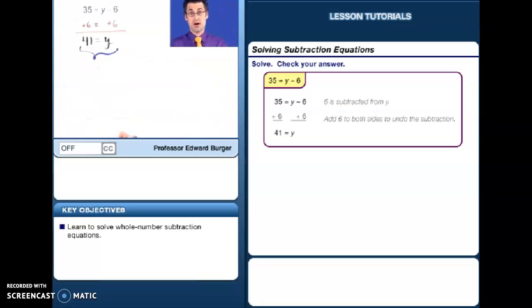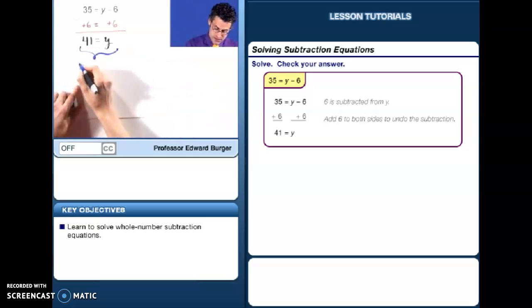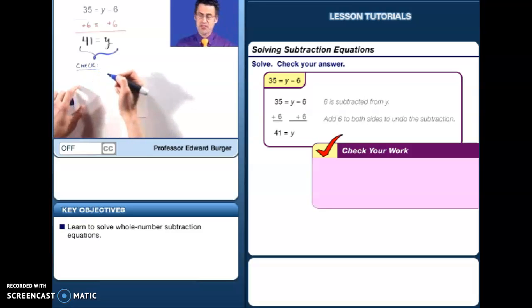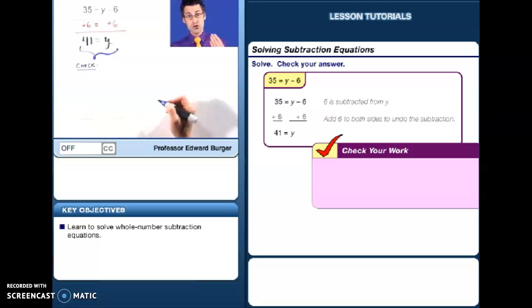And the question is, is it right? Well, there's an easy way to find out. Let's check. And this is always sort of cool. It's sort of neat that in math class, it's one of the few places where you can actually check and you can know for sure if you're right or not. So let's check it out here.